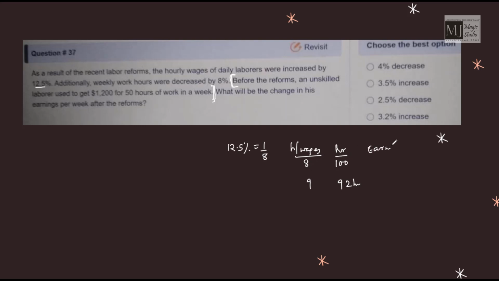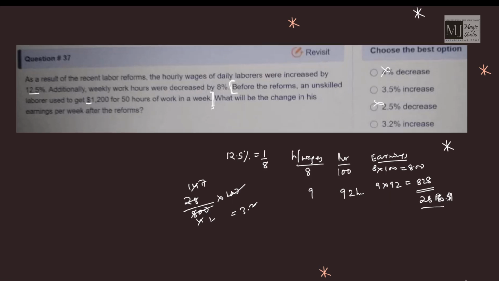Earnings initially were 8 into 100, that is 800. Now it is 92 into 9, which is 828. So the change is 28 rupees, sorry, $28, because dollars are given. So it has increased. Increase by how much? 28 upon 800 into 100, so it is a 3.5% increase.